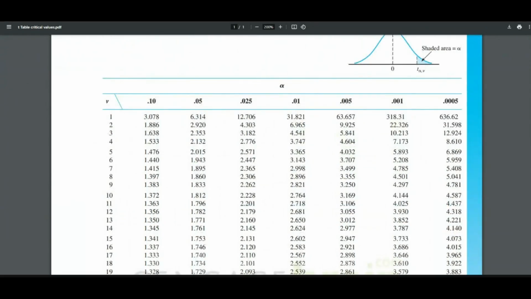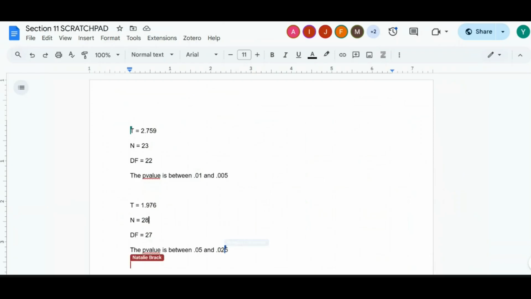Can someone type it in so I know that you know what you're doing? The p-value will be between what? I don't want to say it. I want to see if you can identify it yourself. That's right, 0.05 and 0.025. If you look at the table, between those two, that's it. It's a range. And that's all you need. All you need is a range. You don't actually need the exact p-value. See, the z table does give you exact p-values, but t works differently. All right? Okay, very good.